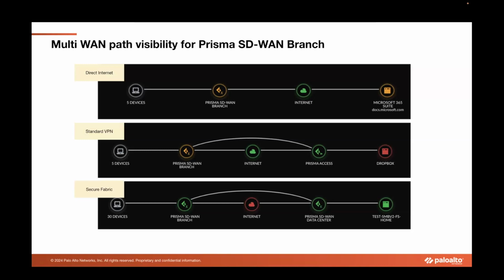Now, for non-Prisma SD-WAN sites, with AI-powered ADEM, we are also able to offer performance monitoring. We are able to detect if there is a latency in round trip time on the VPN paths. So we are also able to provide at an organization level how a particular branch site is performing, whether it is a Prisma SD-WAN branch site or a non-Prisma SD-WAN site, other third-party vendor SD-WAN sites. We are able to offer that visibility.